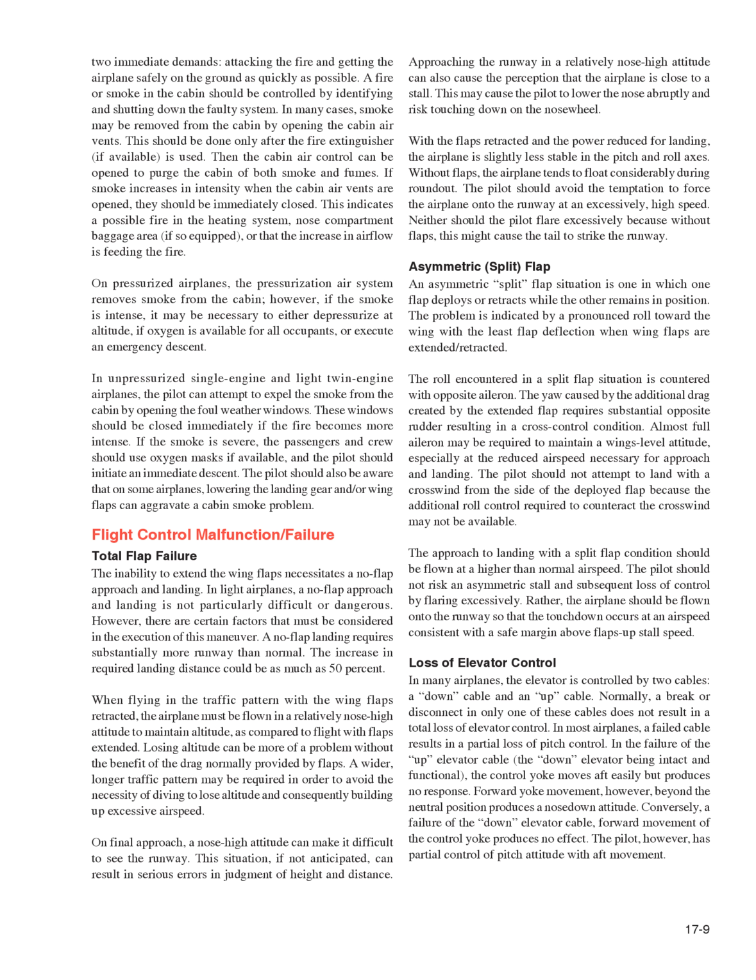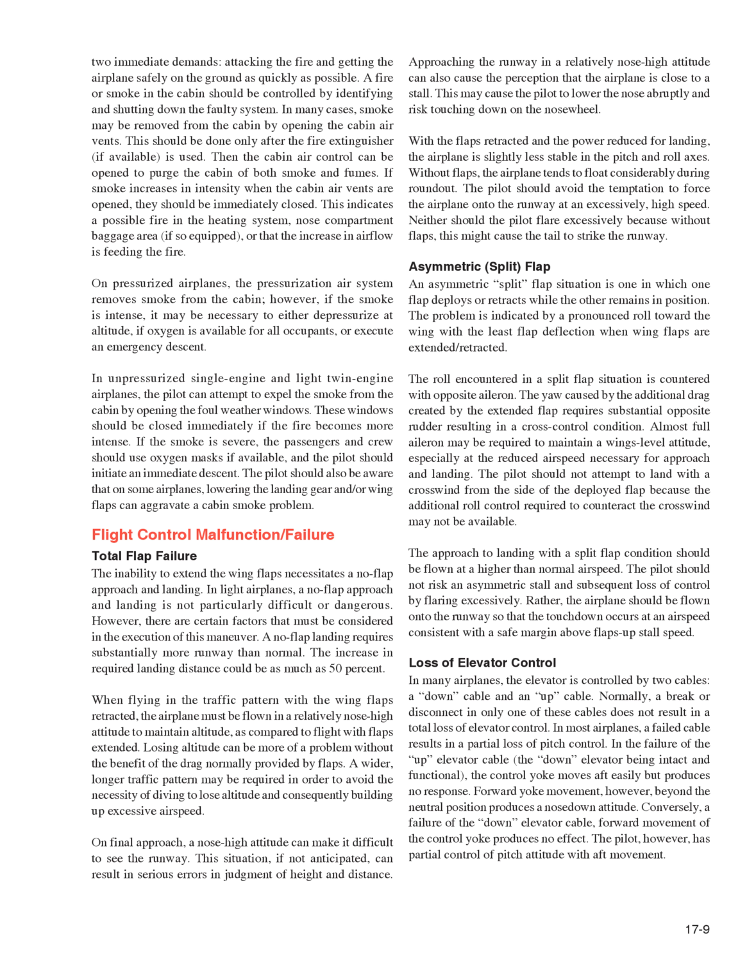Loss of elevator control. In many airplanes, the elevator is controlled by two cables, a down cable and an up cable. Normally, a break or disconnect in only one of these cables does not result in a total loss of elevator control. In most airplanes, a failed cable results in a partial loss of pitch control. In the failure of the up elevator cable, the down elevator being intact and functional, the control yoke moves aft easily but produces no response.